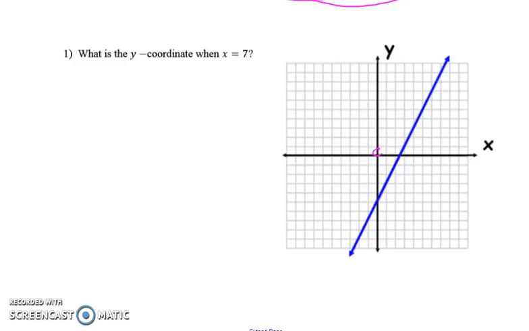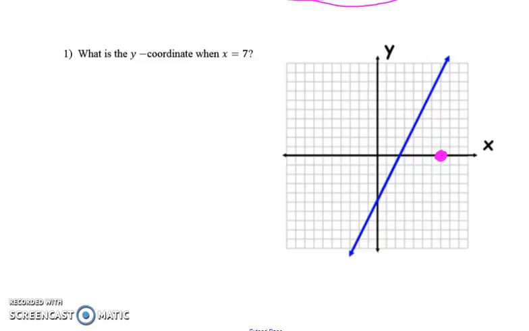Well, whenever we look at any kind of points on a graph, we always start at the origin. And it says x equals 7. So you go left or right on the x-axis and up and down on the y. Oh my. So we're going to go 7. 1, 2, 3, 4, 5, 6, 7. So how do I figure out the y-coordinate?